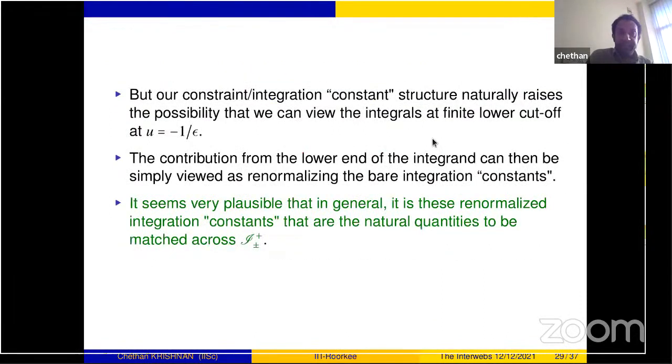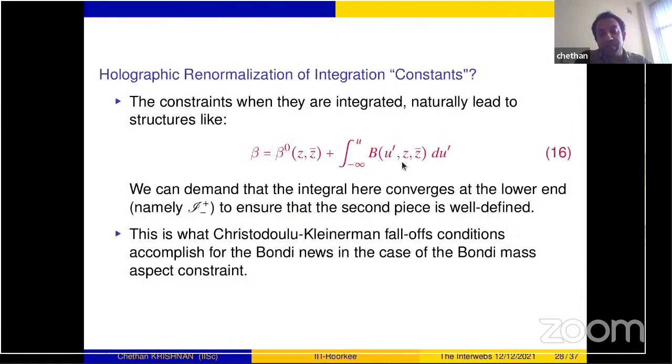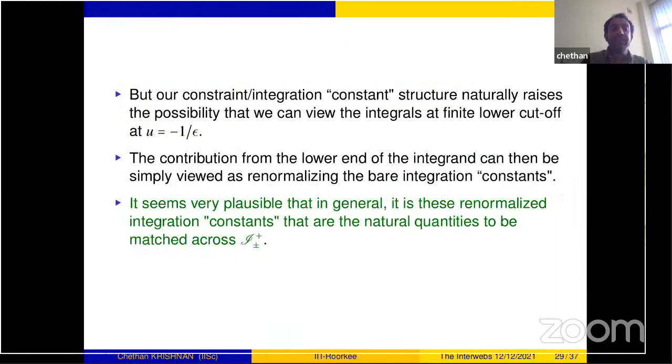But I think it may be more interesting, more useful, or probably more generally valid to consider the possibility that in this integration, which is happening at spatial infinity, scri plus minus, close to spatial infinity, you put a cutoff here. Whatever the divergence is, you can absorb it into the trivial integration or the integration constant sitting here. And I think it is this renormalized integration constant that should really be matched between future and past.